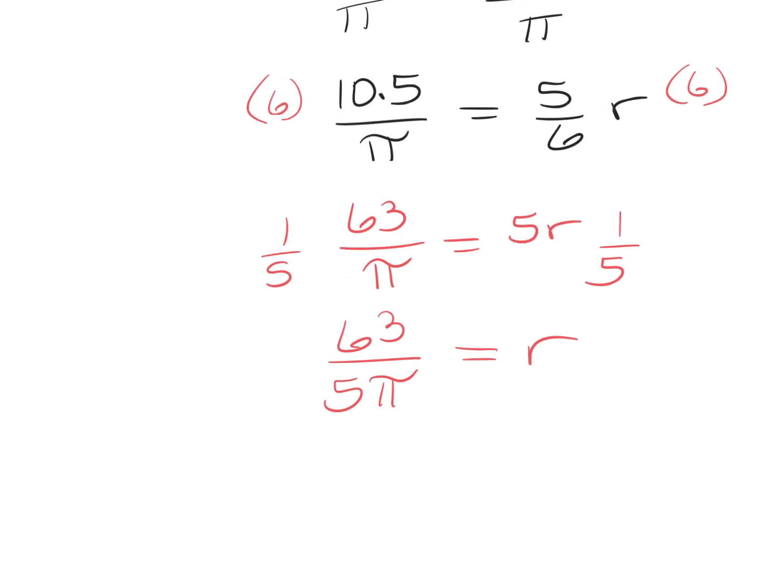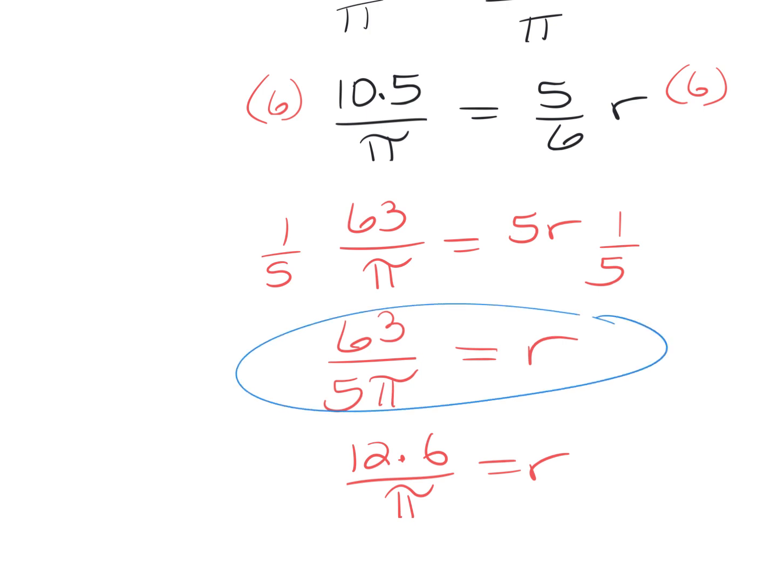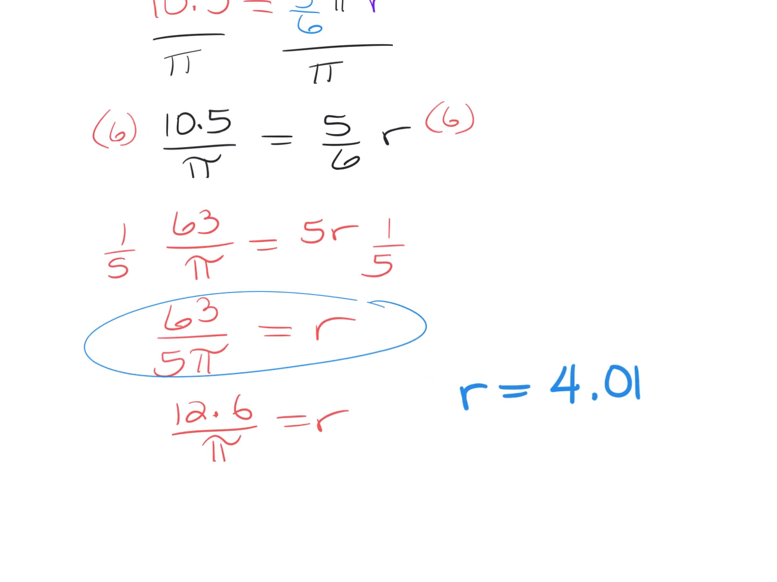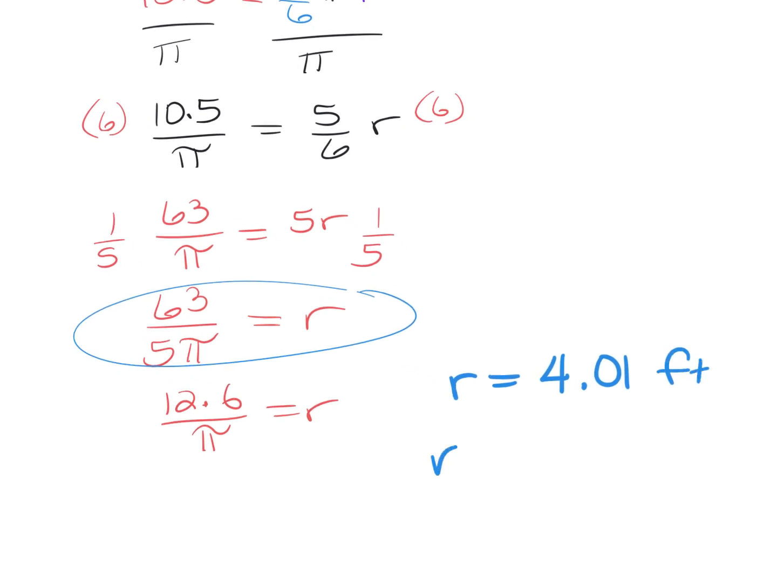Now, if they didn't want it like that, technically you shouldn't put a decimal in a fraction, but 63 divided by 5 is 12.6. But again, this would have been better in terms of pi. However, it said to round to the tenths place. So you're just going to divide 12.6 by pi, round to the hundredths place. 4.01 is the hundredths place, but the tenths place, 4.0.